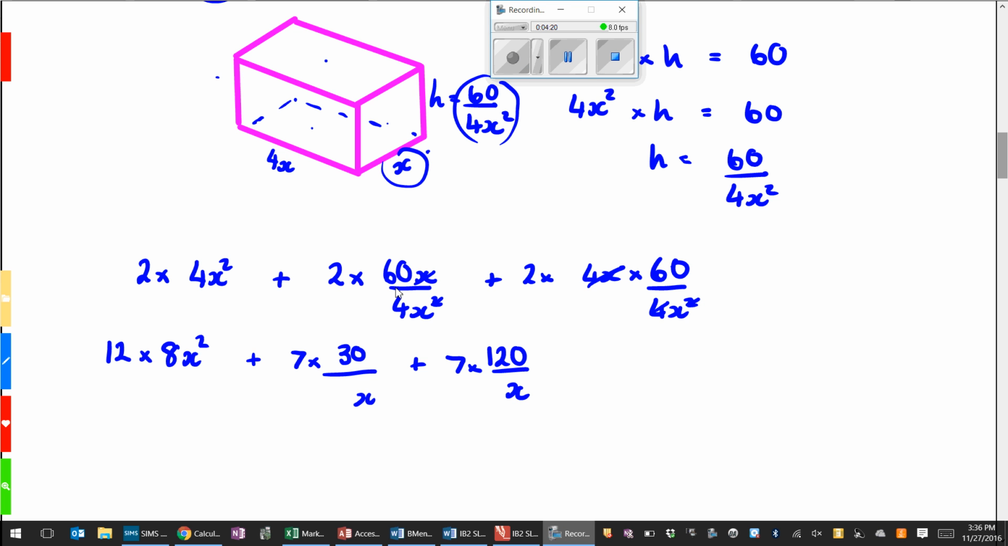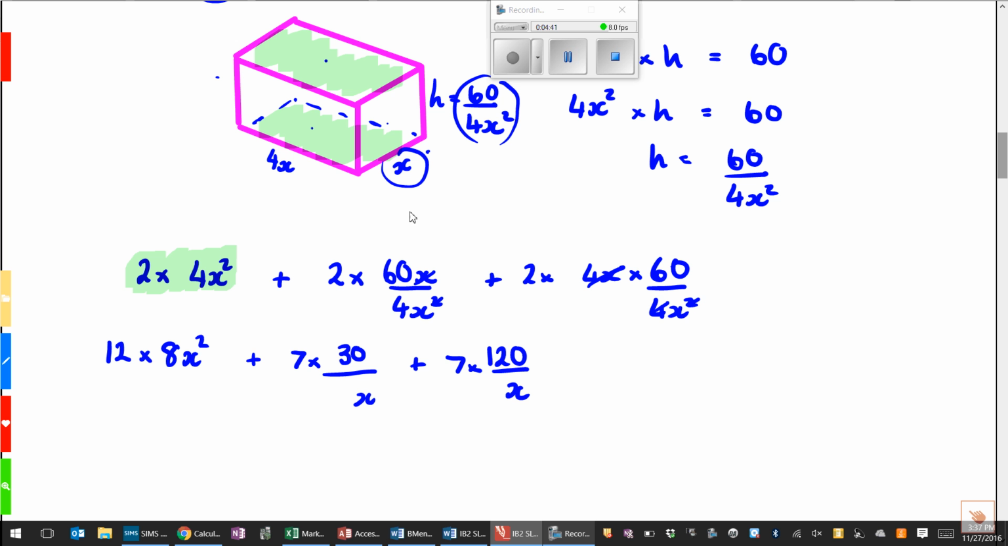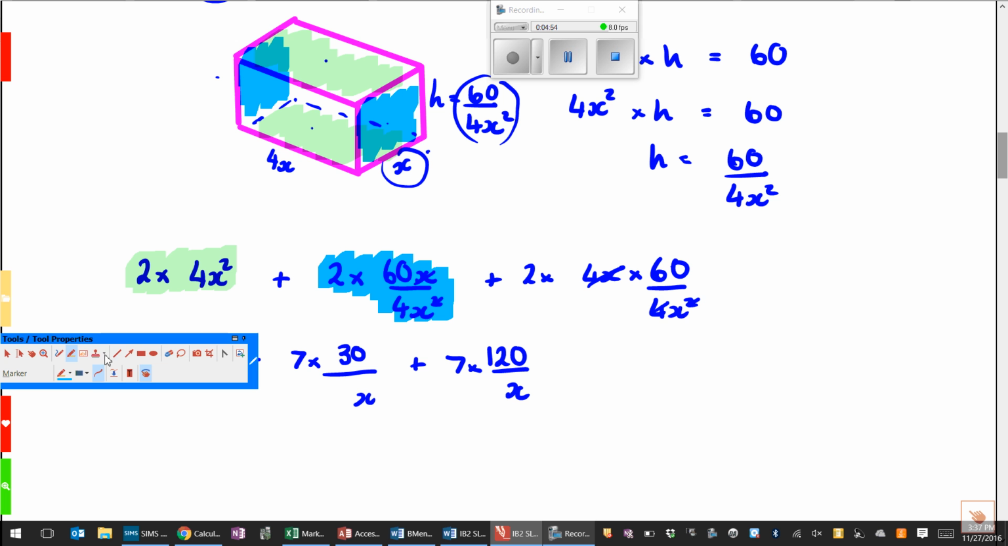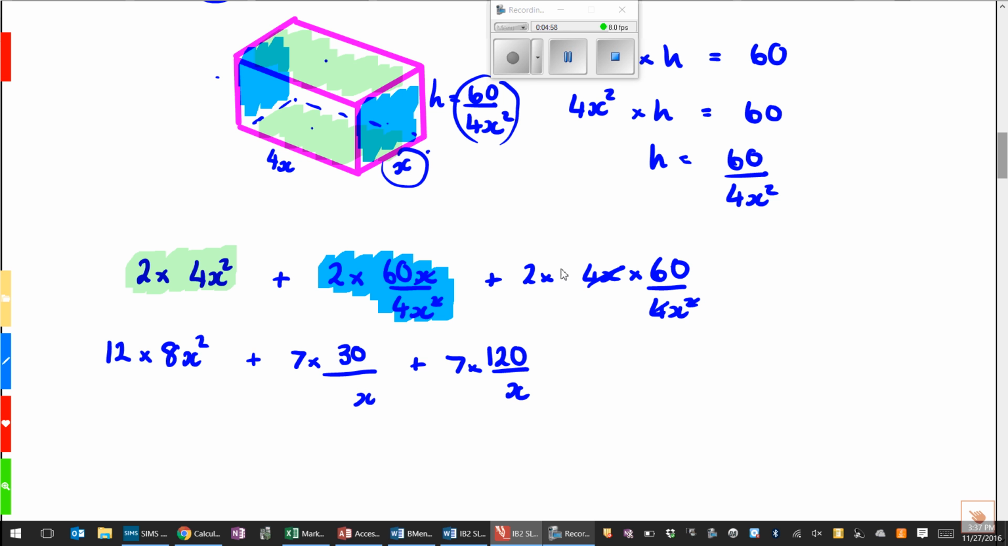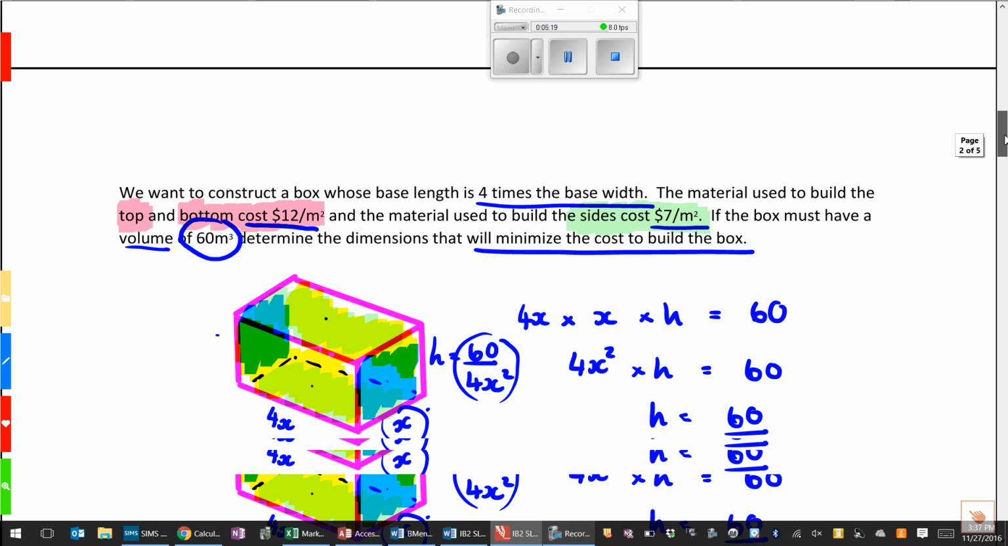So just to clarify that, I've got 2 lots of 4x squared, which would be this base and this top. I've got 2 lots of x times 60 over 4x squared, so that's this end here and the end there, so those two are done and simplified. And then I've also got 2 lots of this one and then obviously that backside, which will give me this lot here. So I've got all those sides covered, and just to check the costs again, we've got 12 per meter squared for the top and bottom, and we've got 7 per meter squared for the sides.